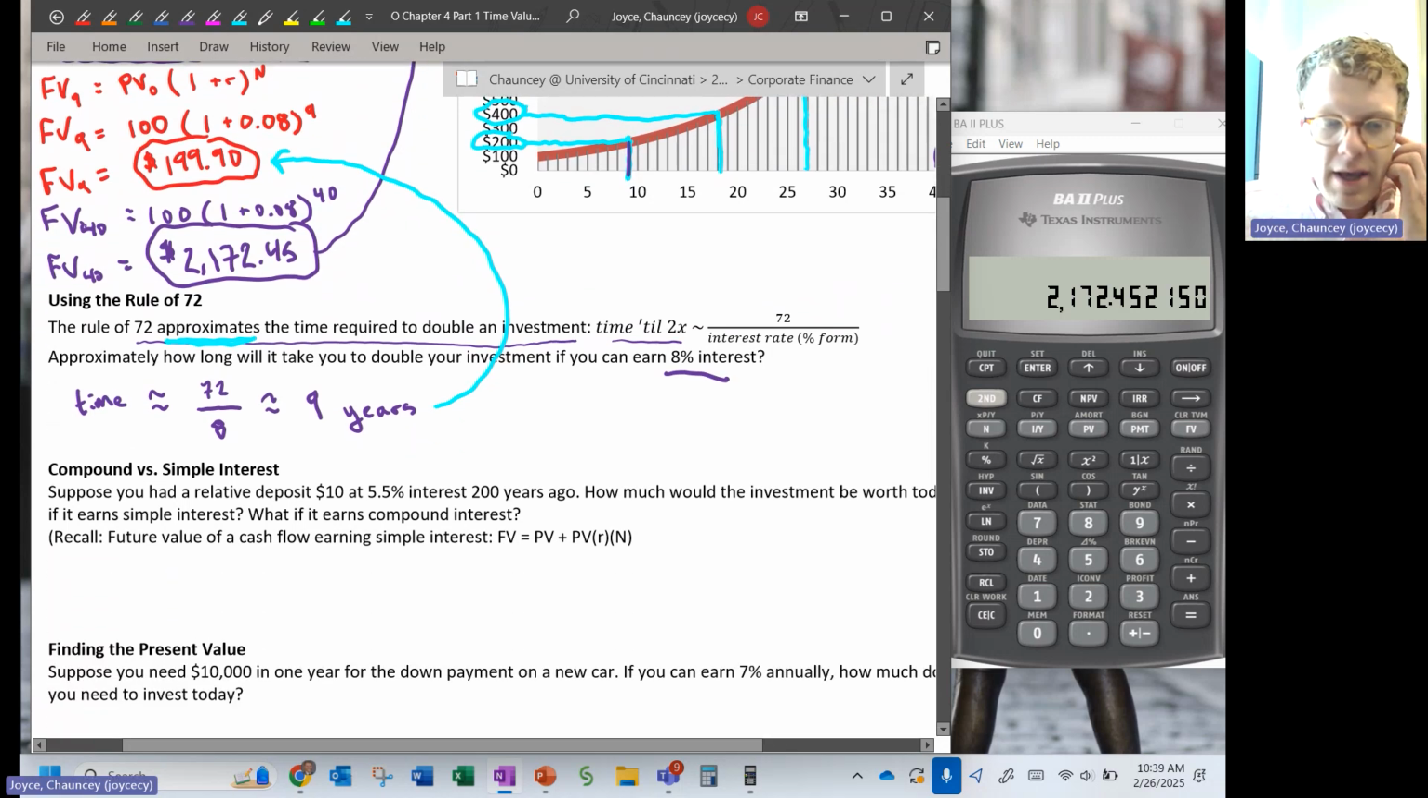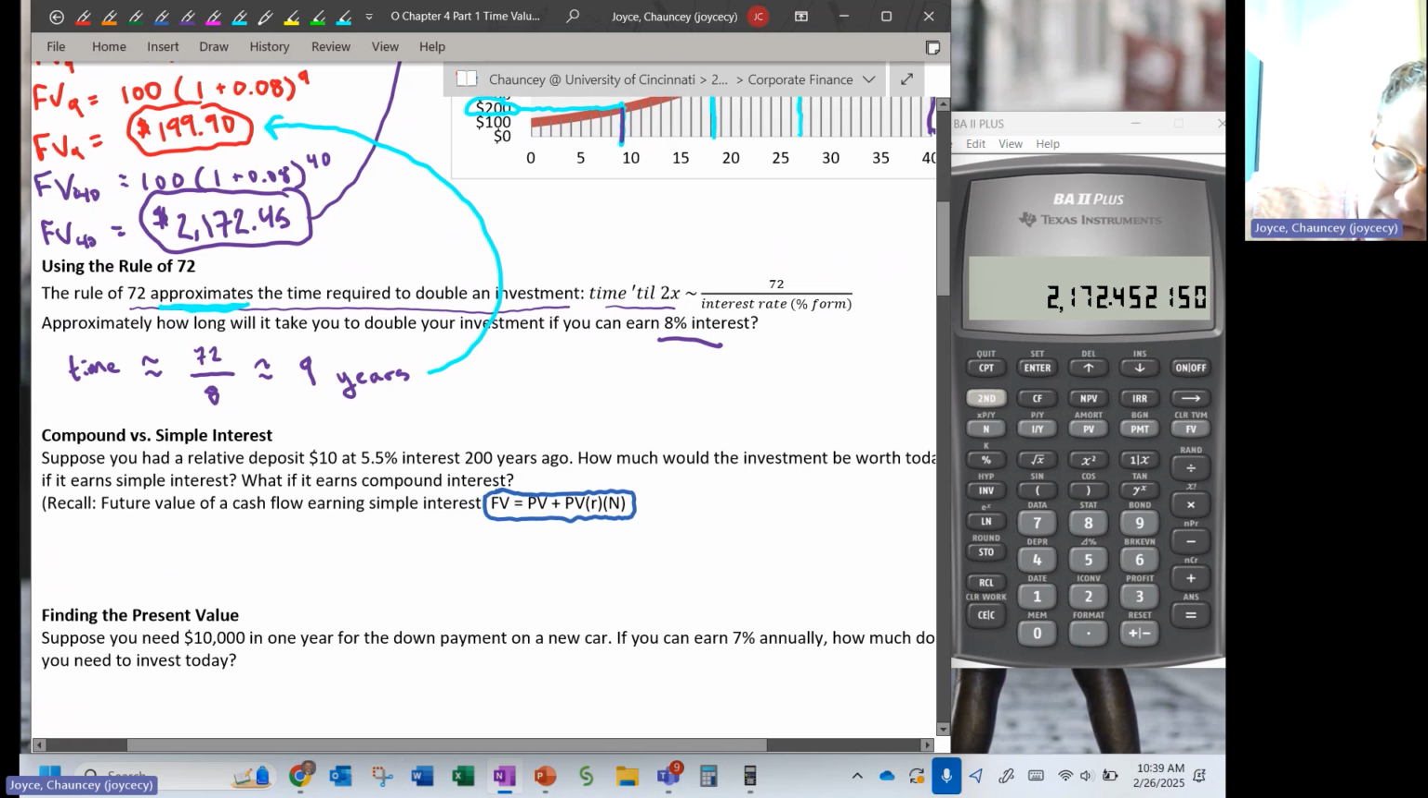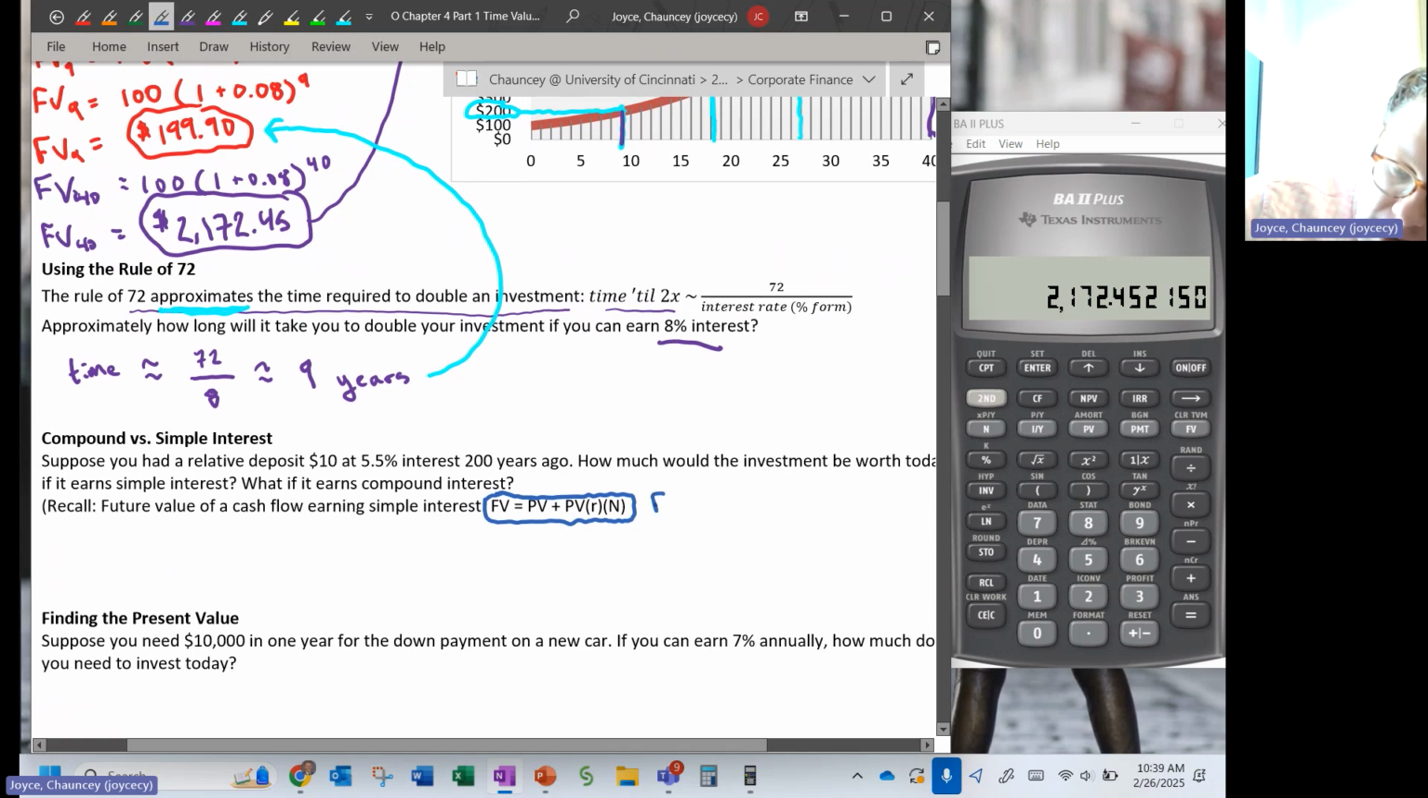Now let's talk about compound and simple interest. Compound interest assumes you earn interest on interest as well as the principal. With simple interest, on the other hand, you only earn interest on the principal, or the initial starting balance, that present value you invested. You could rewrite this to factor out the present value, and that would be present value times (1 + Rn), but either of those equations will do just fine.